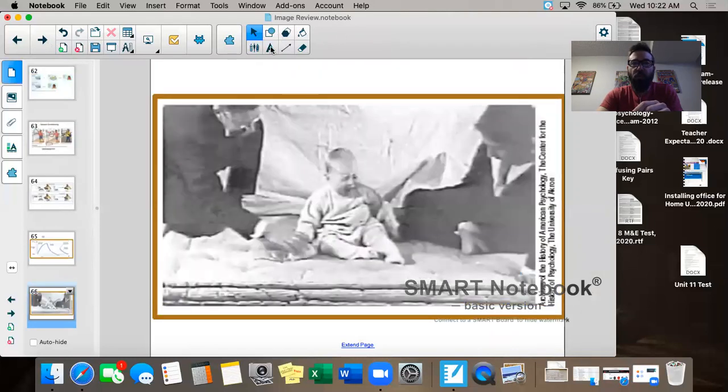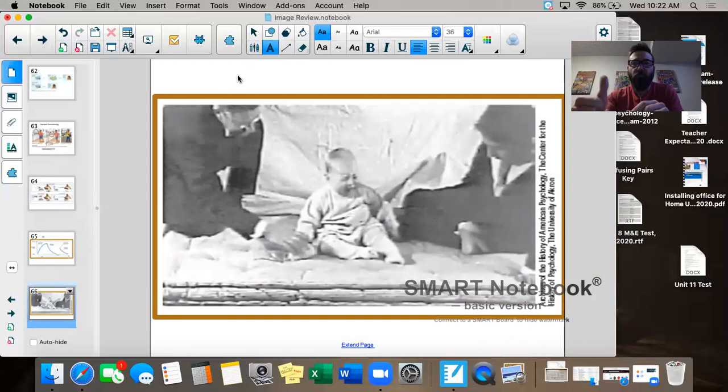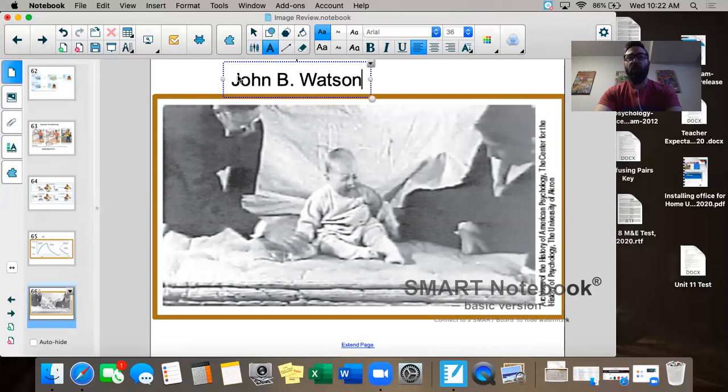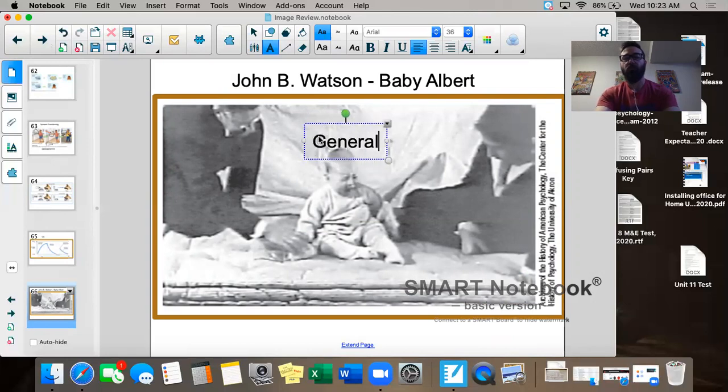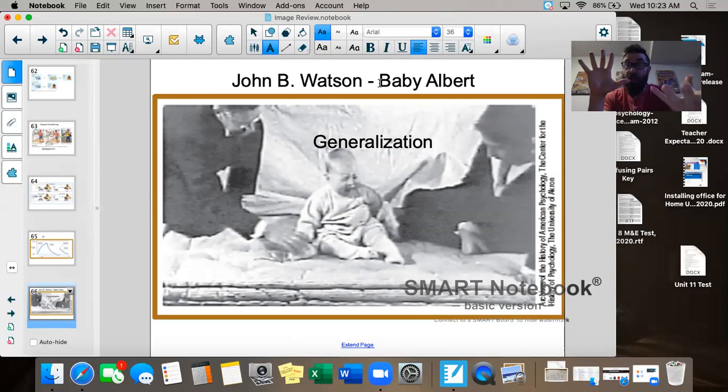Hey, who's this? A world-class asshat. John B. Watson, and the thing that's going to be happening here is baby Albert. And what's baby Albert doing? Baby Albert was supposed to be an illustration of generalization, because the things that are put together is John B. Watson takes baby Albert and gives it a fluffy thing and then makes a really loud noise.